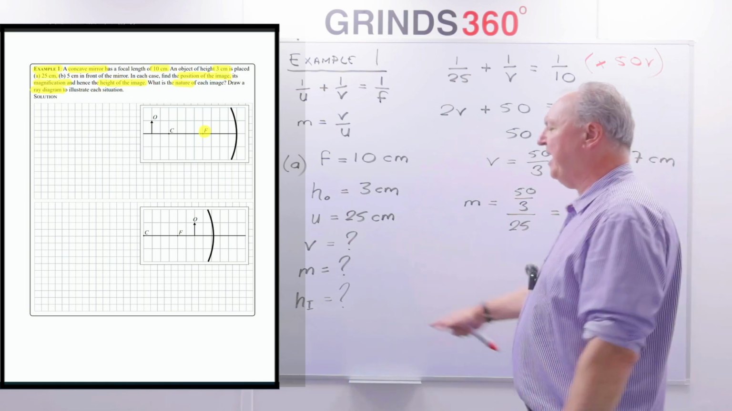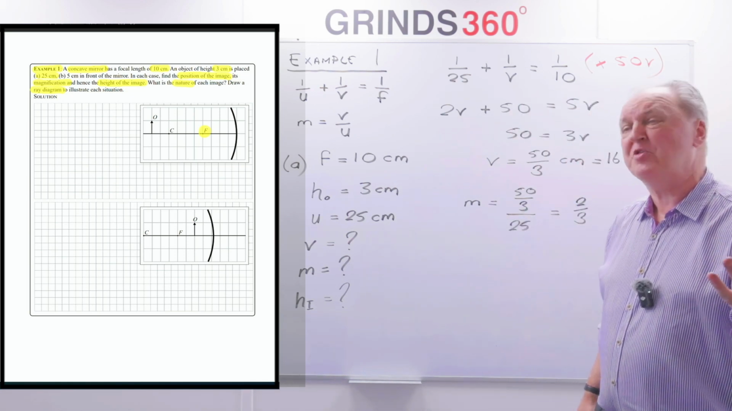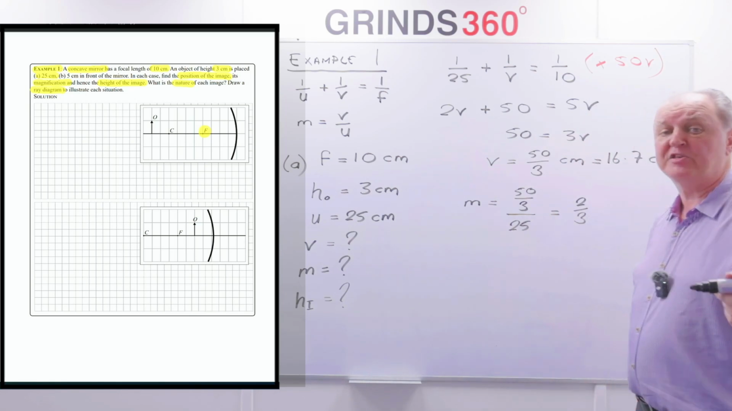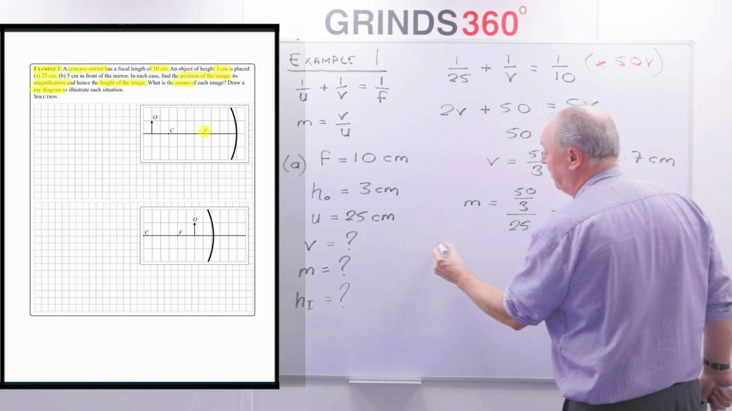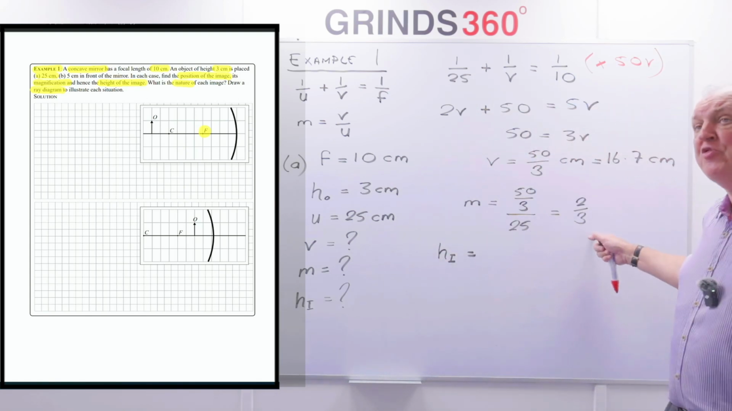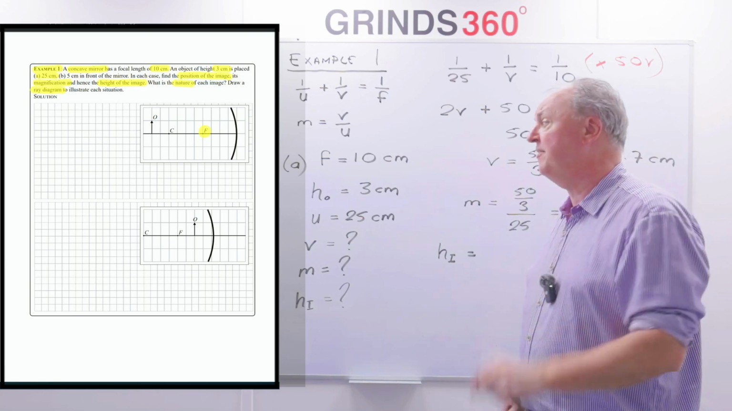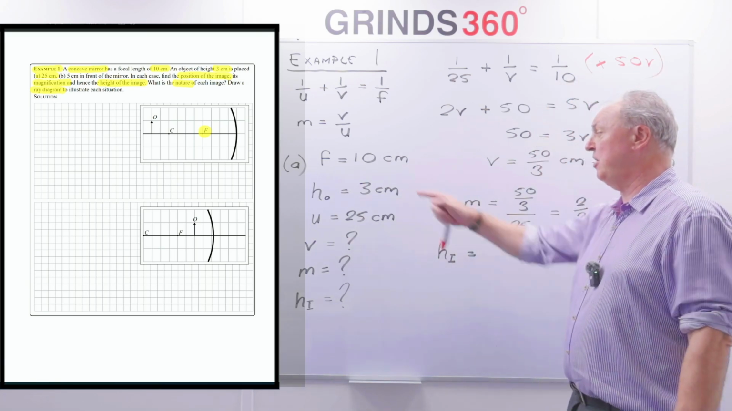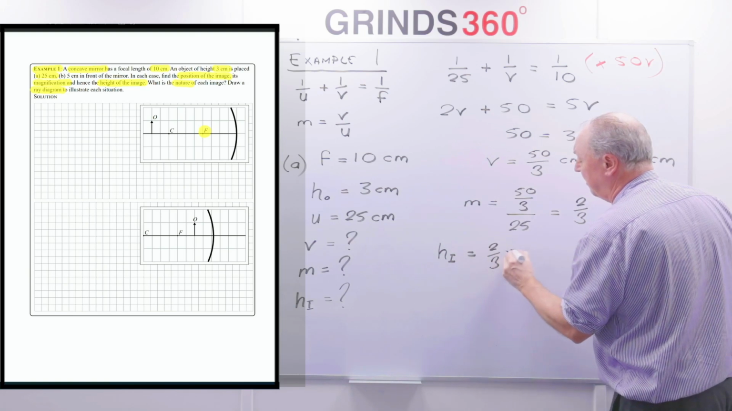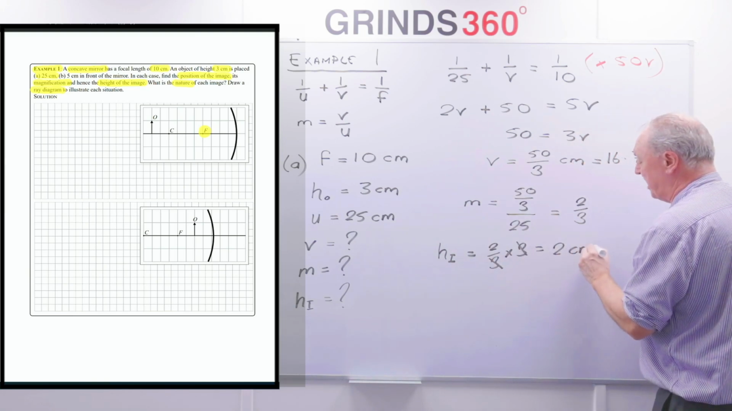They're asking me to find the height of the image. I could use that formula I gave you. We can just use a bit of common sense, which I kind of prefer, because that formula is not in your table book. So the height of the image is, well, if the magnification is 2 thirds, that means the height of the image is 2 thirds the height of the object. The height of the object is 3. So we're talking about 2 thirds of 3. So that will give me an answer of 2 centimeters.